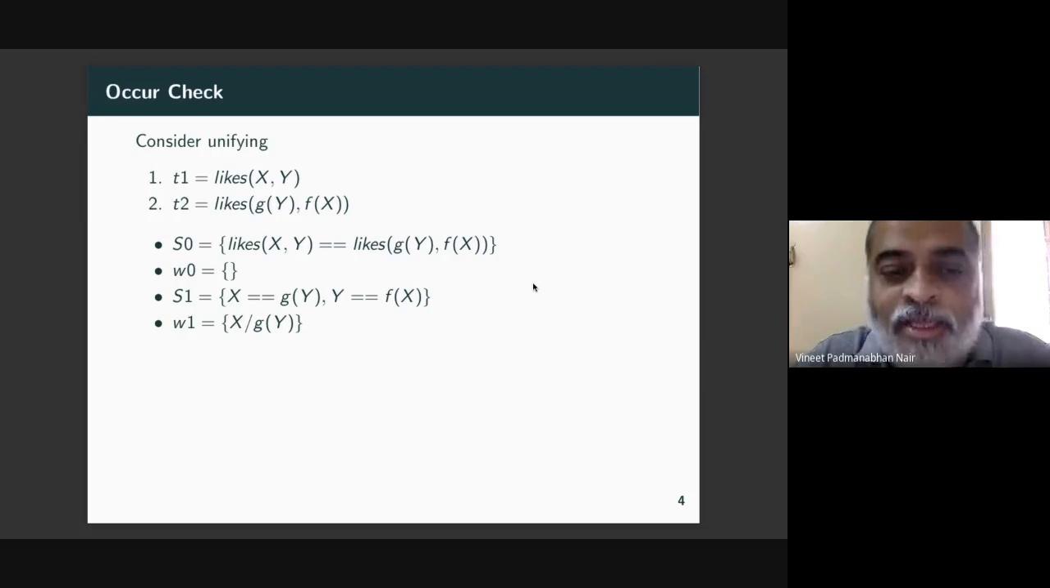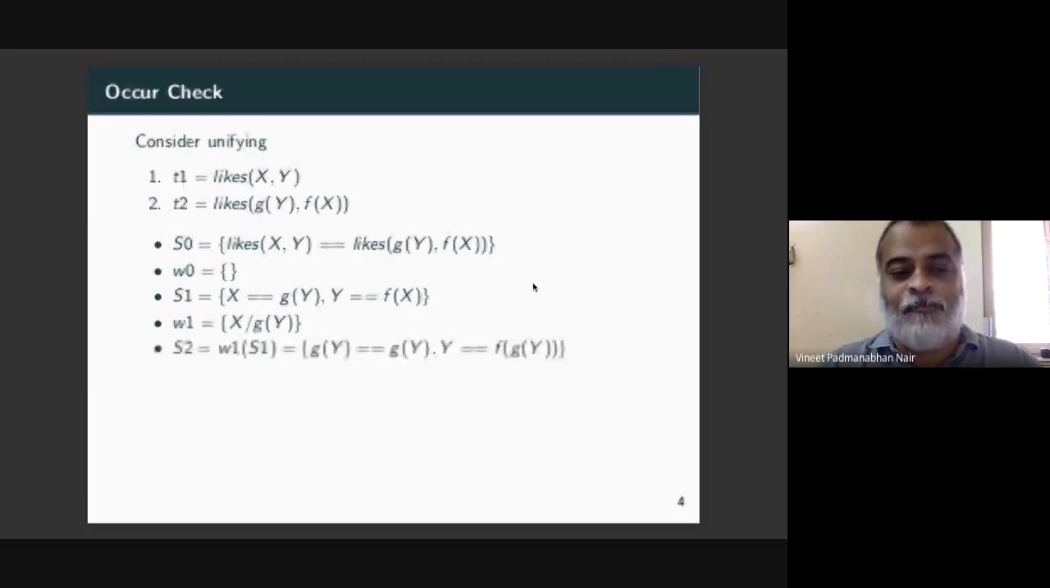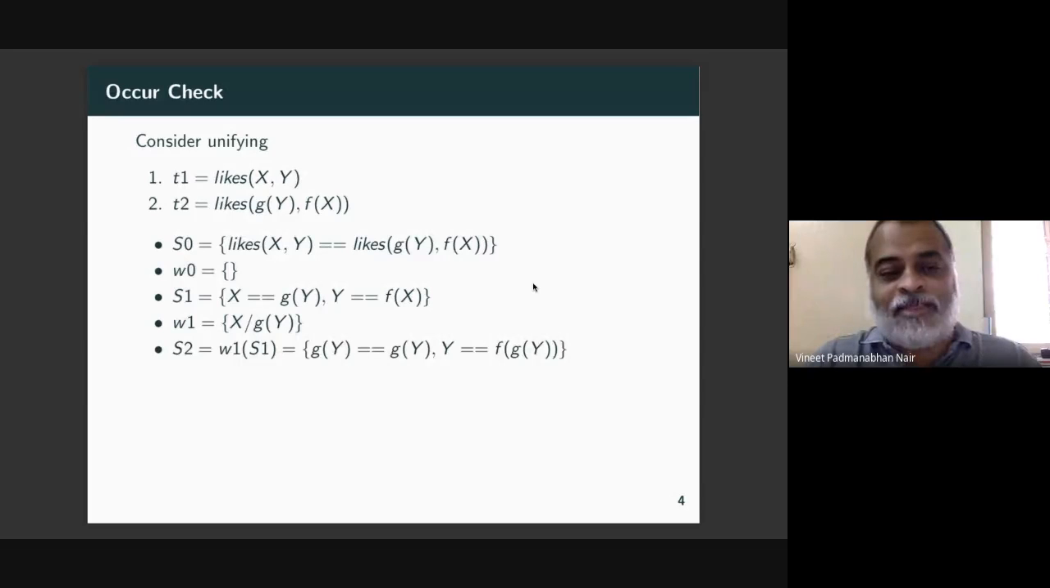So here it is, g of y is a function, so I am replacing x with g of y. There is no problem with that. Now with that substitution, the second step, S2, with the first substitution W1 applied to S1, becomes g of y is equal to g of y, and y is equal to f of g of y. Since x was replaced by g of y, this y is equal to f of x is given, but f of x you have already told is g of y. So y is equal to f of g of y.